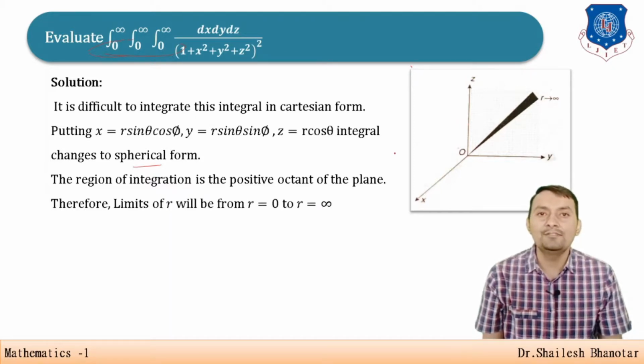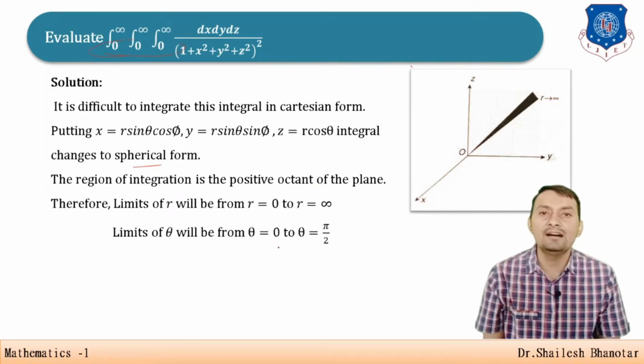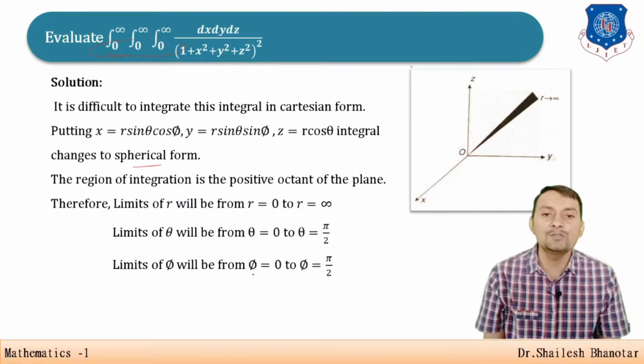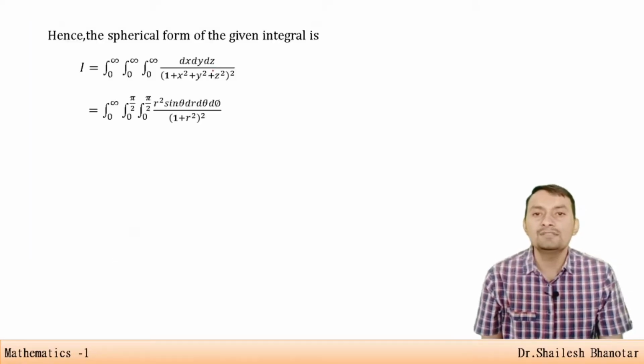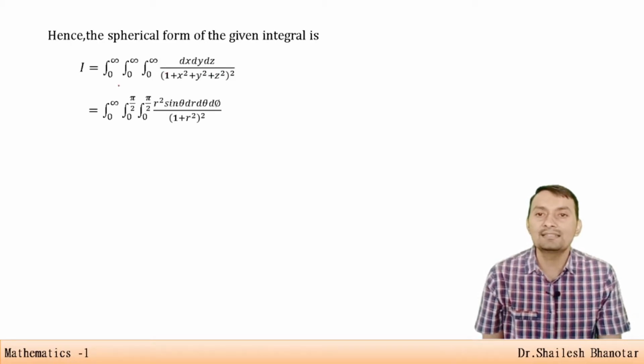So in that case the limit for r will be 0 to infinity. The angle theta will be 0 to pi by 2, as well as phi will be 0 to pi by 2. So therefore the triple integration becomes theta from 0 to pi by 2, phi from 0 to pi by 2, r from 0 to infinity.